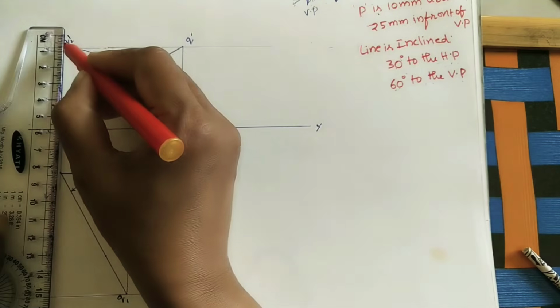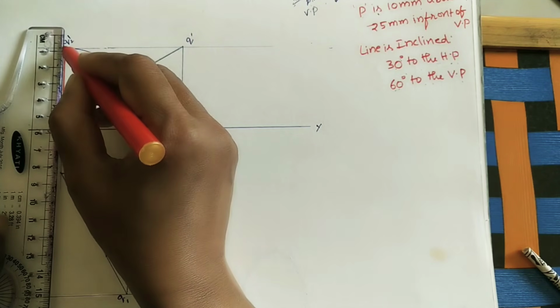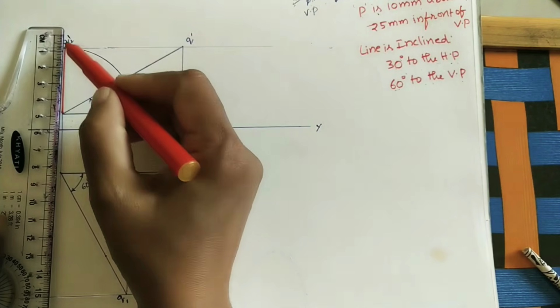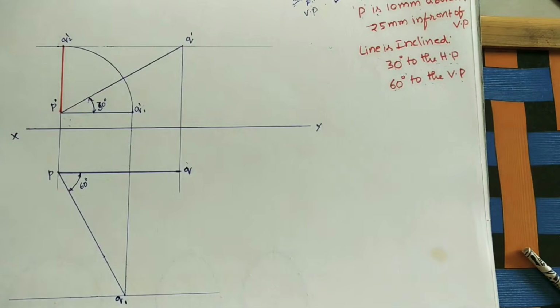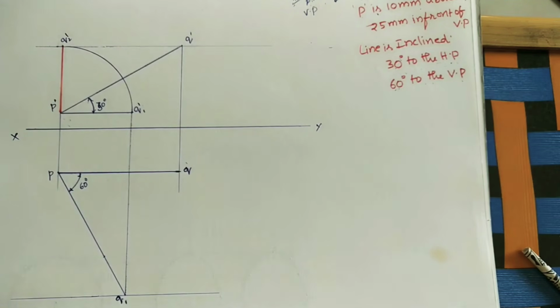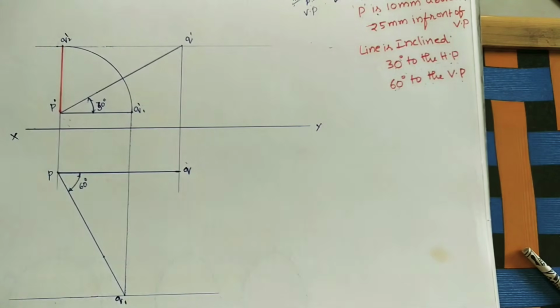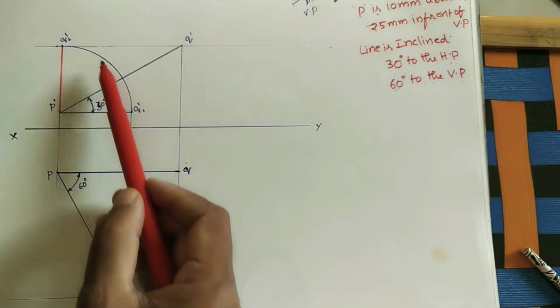Here I am using a different color, but in the exam do the entire diagram with pencil. With pencil, make this final front view dark. P dash Q2 dash is the final front view, and this length will give the front view length. If in the exam they ask what the final front view length is, measure this length using the scale and mark it on the dimension line. So this is the final front view.